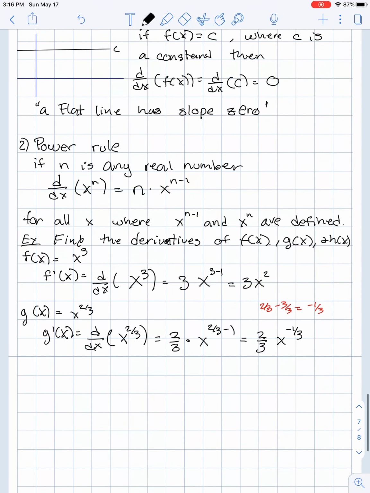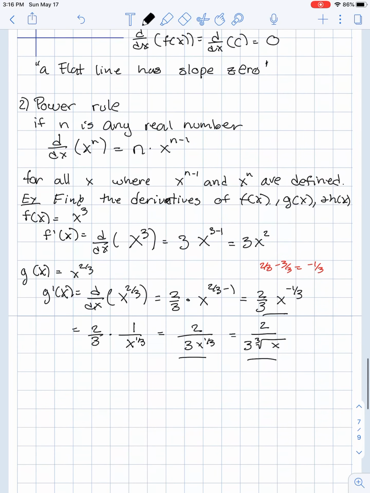Remember how we can rewrite something with a negative exponent? I can take this 2/3 times 1 over x to the 1/3 and then combine those fractions and it'll look like that. You can even take it one step further. Since that's 1 over 3, you can write that as x to the cube root. So whatever your preference is, all three of these are the same and perfectly, oops, not that one because you are missing a 2. All perfectly acceptable answers, okay?